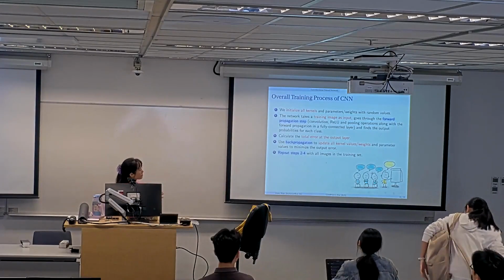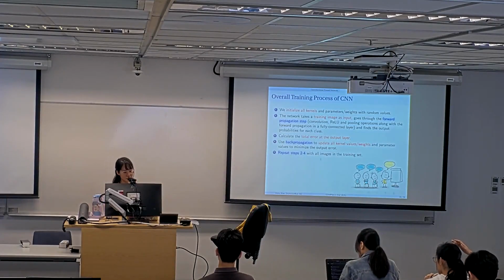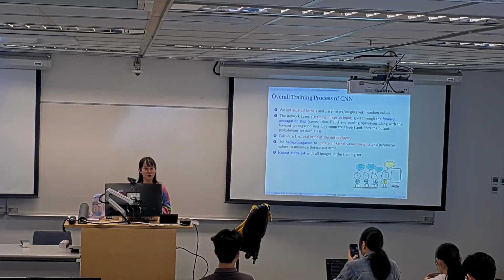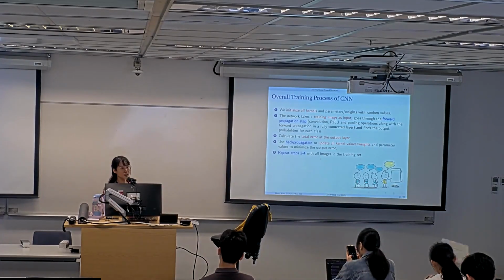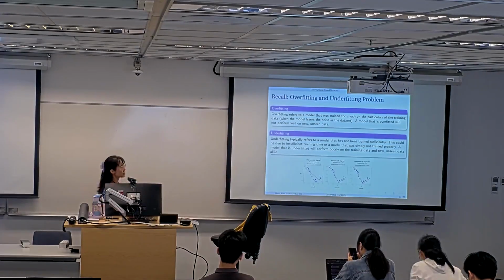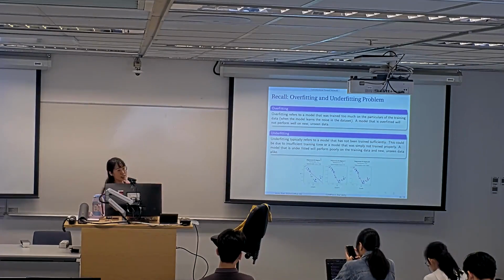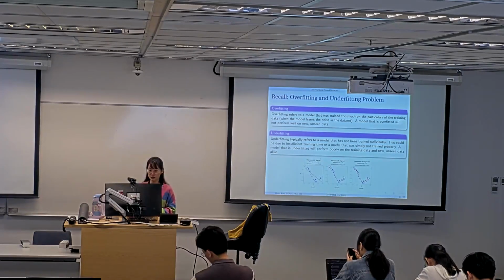We also checked the overall training process of CNN. But we are not finished yet. Even though we build up all the layers for CNN and do such overall training, there are some easily happening problems: overfitting and underfitting. We also learned this in MLP, right? In MLP, we already introduced what overfitting and underfitting are.